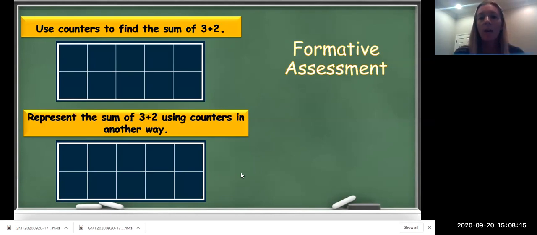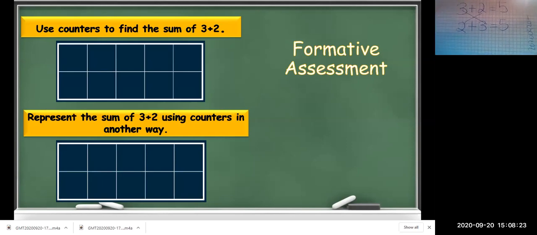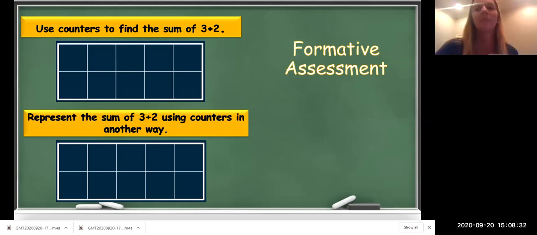All right, hopefully you guys said 3 plus 2 equals 5, and then reversed it and said 2 plus 3 equals 5, just like this. 3 plus 2 equals 5, reverse, 2 plus 3 equals 5. Same numbers, just in a different order. All right, you're doing awesome. Go ahead, wipe those boards down.